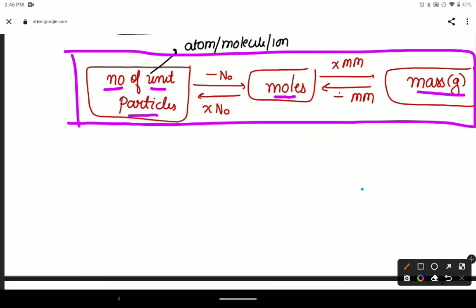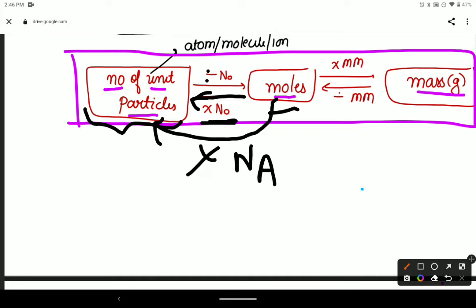So the relation is: if you are given the number of unit particles and you need the number of moles, then you should divide it by Avogadro number. And if you are given the number of moles and you are asked to calculate the number of unit particles, then multiply with Avogadro number. See this one: from moles to unit particles, you multiply with Avogadro number, and from the given unit particles, if you are asked to find the number of moles, then you divide by Avogadro number.